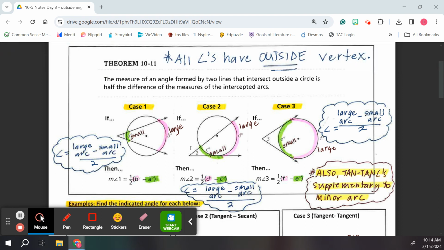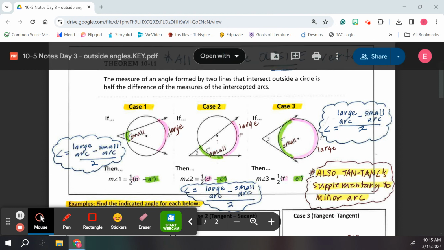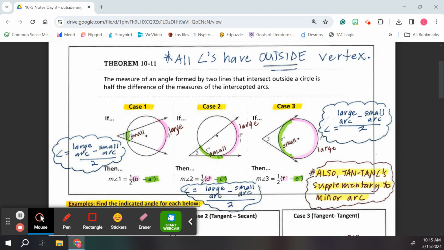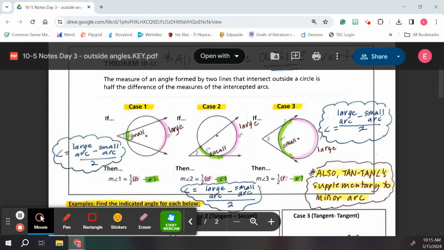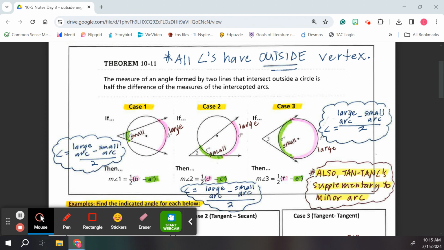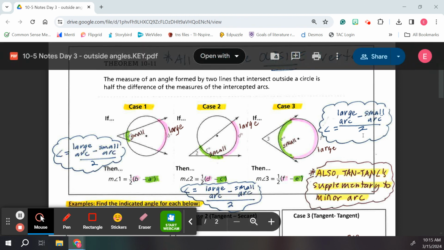Case two is if we have a secant line with a tangent line. In order to find this angle, we're going to take the large arc minus the small arc divided by 2 again. And then case number 3. If you take a look here, these are two tangent lines, tangent, tangent. So you're going to take again the large arc minus the small arc divided by 2. So these are all the same. It just has different types of lines or segments, okay?